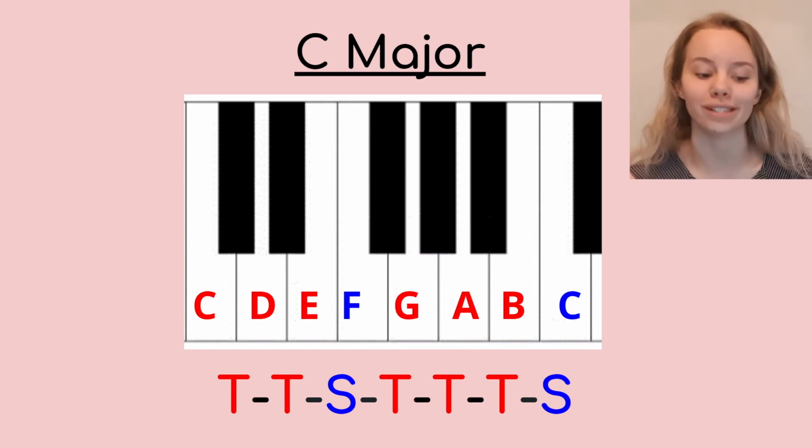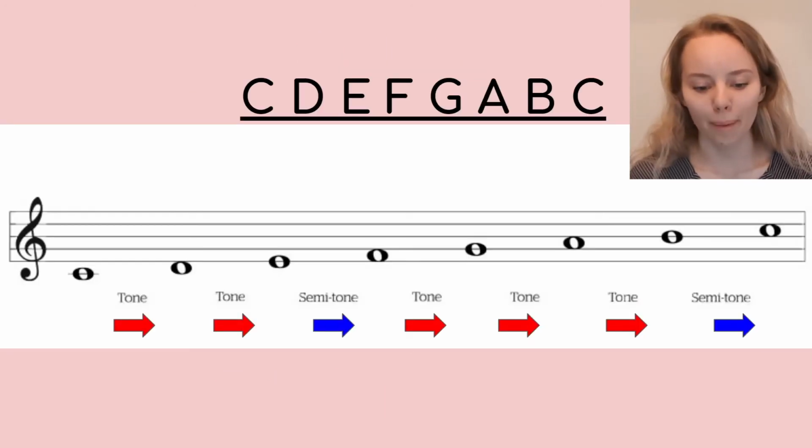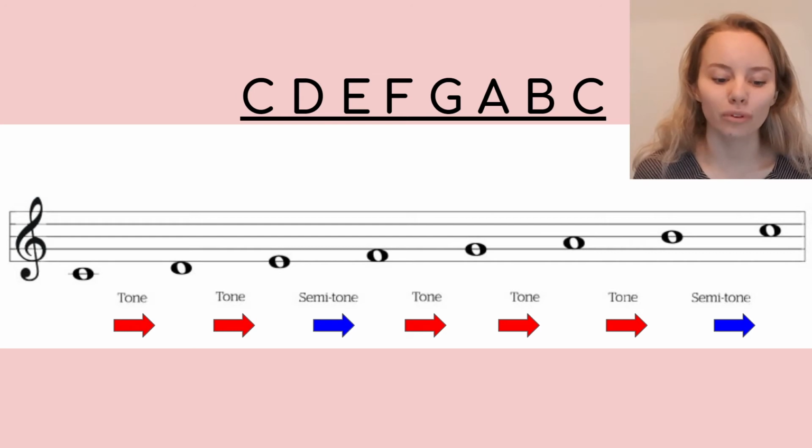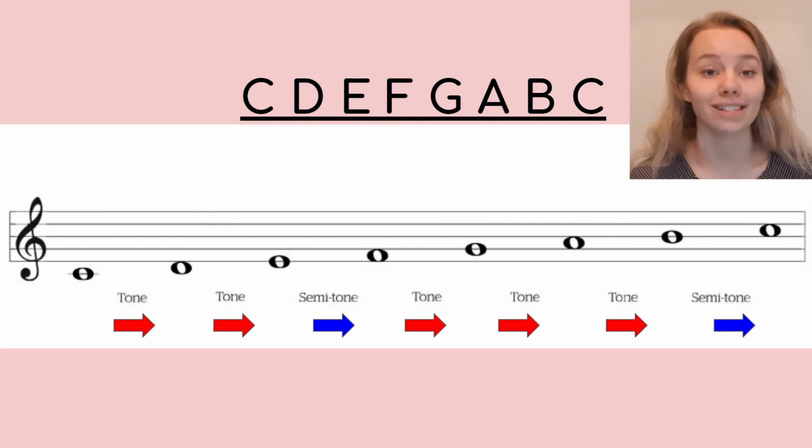We've got no black notes in there. Nice and simple. Let's have a look at this on the scale and see how it looks. So yep, as you can see, we start on the C, we follow our formula of tone, tone, semitone, tone, tone, tone, semitone, and that ends us up on the C. And that is our first major scale.